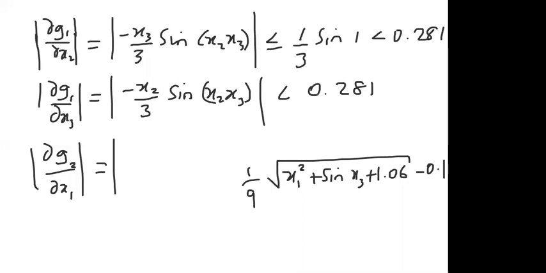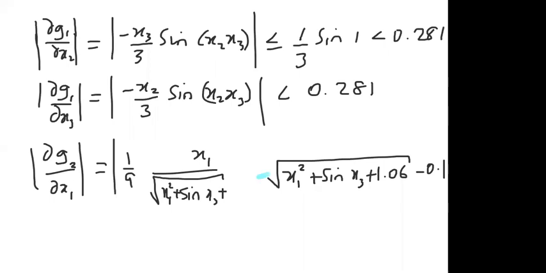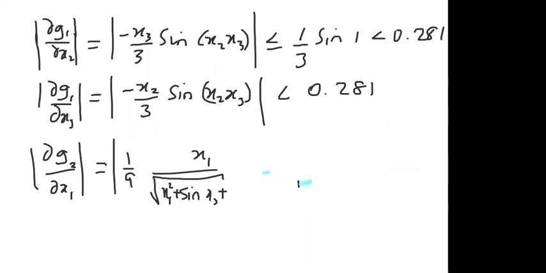Yeah. So we'll find the partial derivative of that. We are going to have 1 over 9, then 2x1, and then times half. So that will just give us x1 divided by this same expression, x1 squared plus sine x3 plus 1.06. So that's what we are going to remain with.